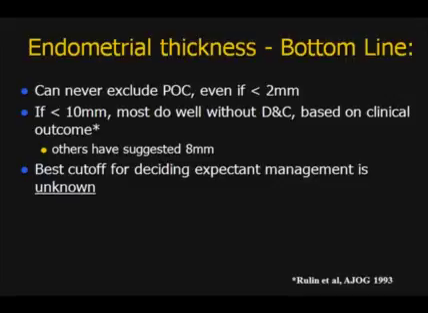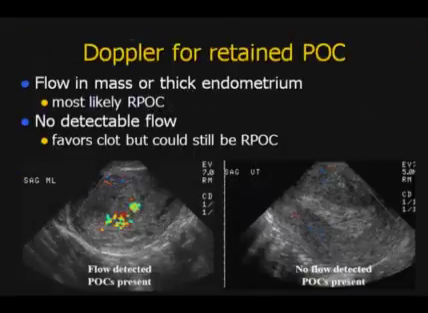So this study found 10 millimeters, another one 8 millimeters, but really the best cutoff for deciding expectant management in these patients is still not currently known. So what about Doppler ultrasound? Could that help? It certainly seems reasonable.